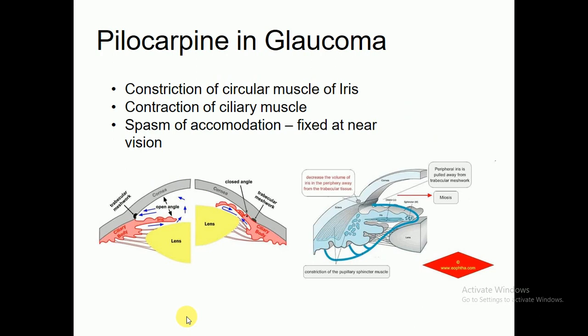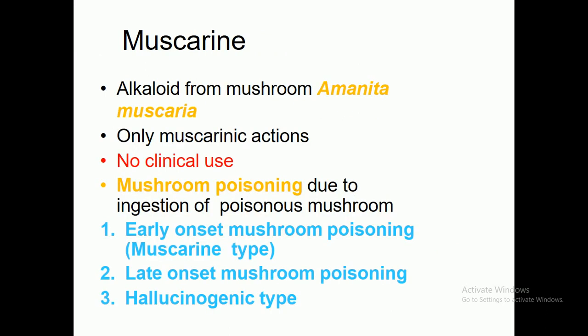The clinical indication of pilocarpine is also the treatment of glaucoma, which is an eye disease, and constriction of the circular muscles of the iris, so it constricts. The contraction of the ciliary muscles occurs, with spasm of accommodation, fixed at near vision.